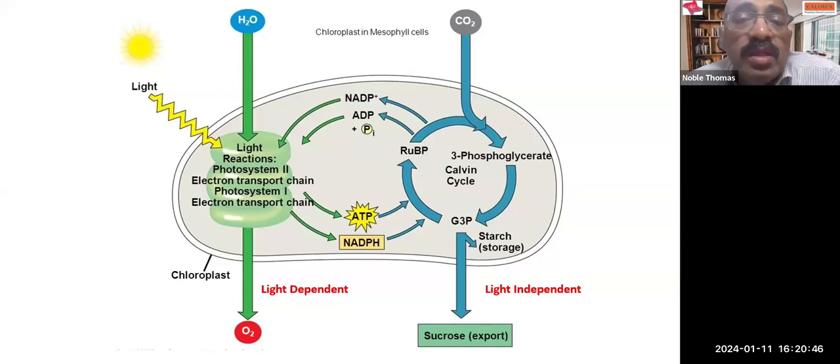Because the first phase depends on light, we call it a light dependent phase, or in short, we say that it's a light phase. And the second step does not require light, so we consider it as a light independent phase, or in short, we say that it's a dark phase. But while referring to it as dark phase, it does not mean that it happens only in dark.